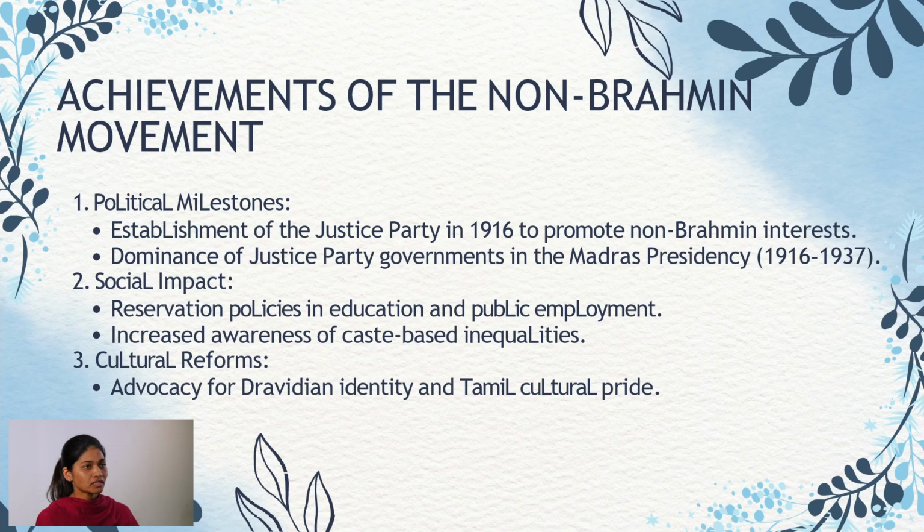Dominance in Madras Presidency. The Justice Party held power in Madras Presidency from 1916 to 1937, during which it implemented policies that favored non-Brahmin communities. This period marked a significant political milestone as it challenged the traditional dominance of Brahmins in governance and administration.